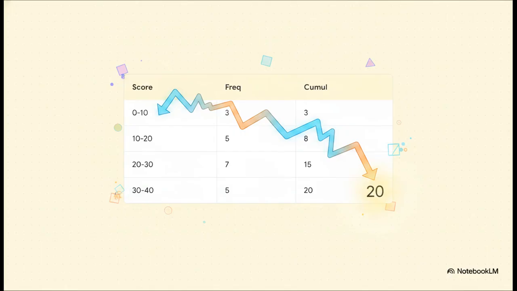Check out this zigzag addition process on our table. For the 0 to 10 range, our frequency is 3, so our cumulative is also 3. For the next row, we take that 3, add the new frequency of 5, and we get 8. Then 8 plus 7 gives us 15, and 15 plus 5 gives us 20. Just like our earlier safety check, that very last number in your cumulative column, in this case 20, must exactly match your total sample size.